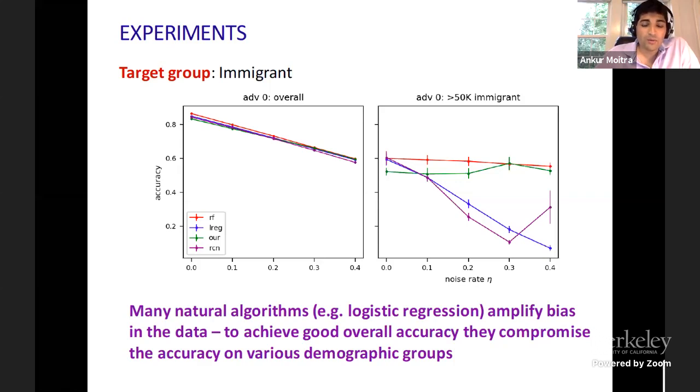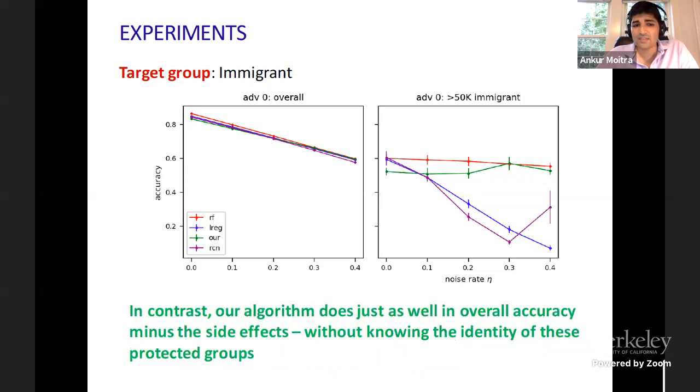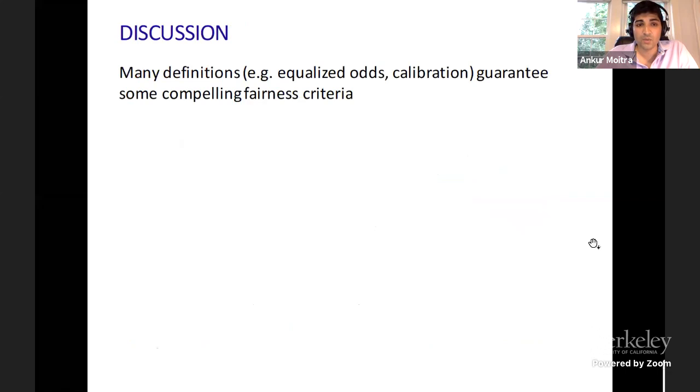So in summary, what we found from this experiment is that many natural algorithms that are designed to achieve good overall accuracy, when they're faced with varying noise rates across the domain, tend to amplify biases in the data. This is something that I haven't seen studied too much. In contrast, our algorithms, which have provable guarantees when the noise rates vary, actually tend to do empirically much better, and they do so even without knowing the identity of these protected groups that you want to make sure are not disadvantaged.